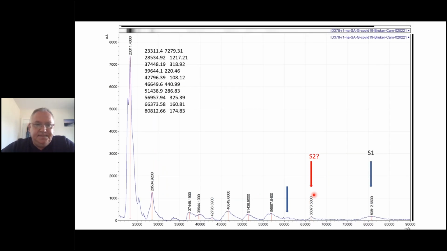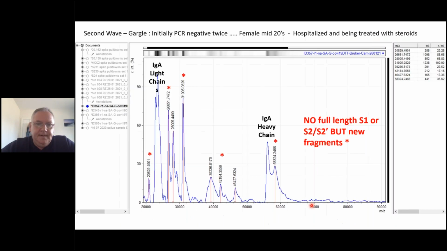We started to see odd things, such as this one, where there's our broad S1 peak, there's all the other viral envelope proteins, but that S2 has shifted in position. It's now at 71. Now, we didn't know what was going on here. We needed more samples. And then suddenly we got this one, a young female in her mid-20s. She was PCR negative twice and then finally PCR positive for SARS-CoV-2, and was hospitalized and treated with steroids successfully. But as we can see, we couldn't detect any S1 or S2 fragments in the positions we would expect, but we're suddenly getting all these new fragments coming up in samples.